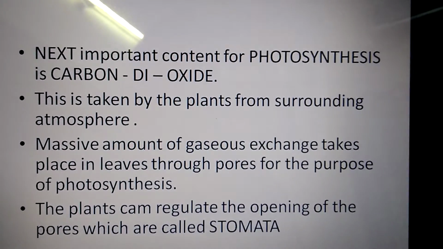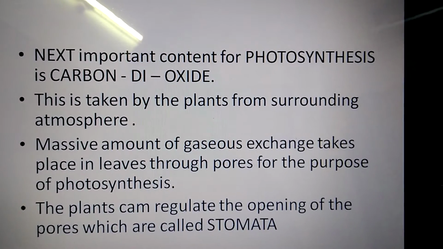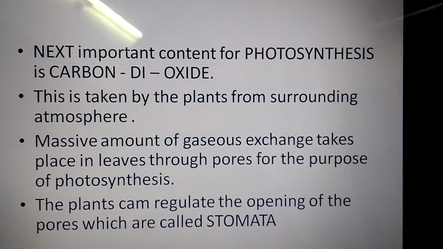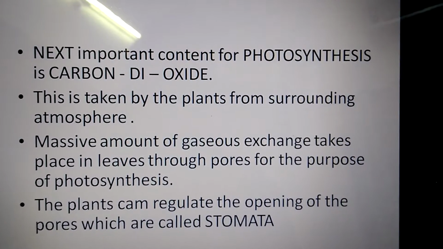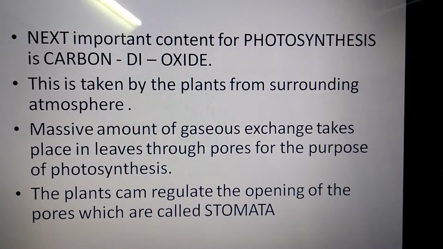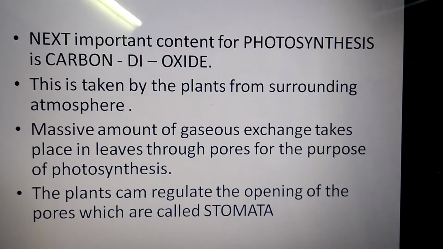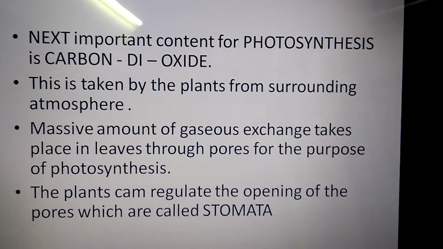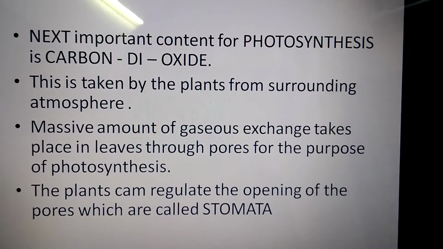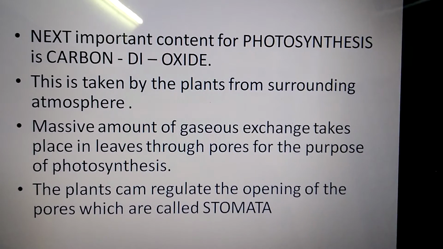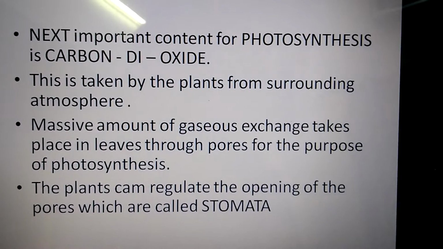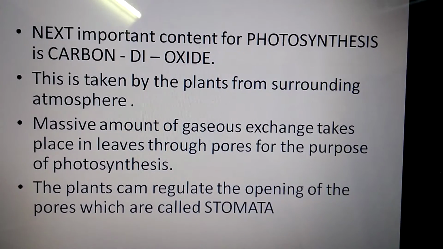Okay. Next, an important content required for photosynthesis is carbon dioxide. Now, this carbon dioxide is taken by the plants from the surrounding atmosphere. Atmosphere से ये carbon dioxide plants लेते हैं. Massive amount of gaseous exchange takes place in leaves. Maximum gaseous exchange leaves से होता है through a pore which is meant for the process. ठीक है. Now this pore, meant for gaseous exchange in plants, is known as stomata. ठीक है.